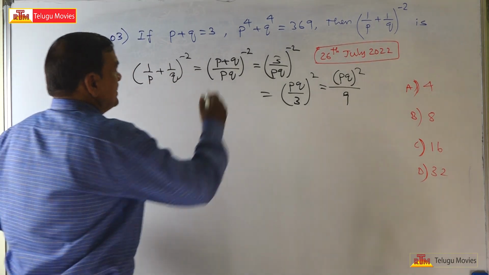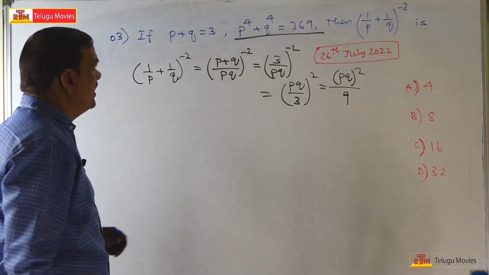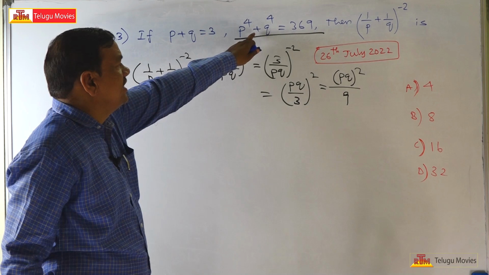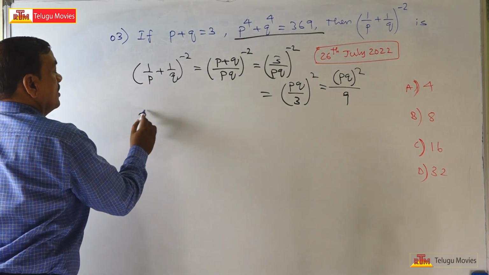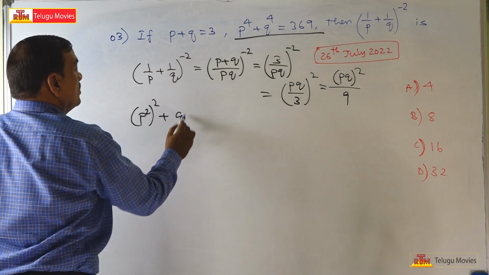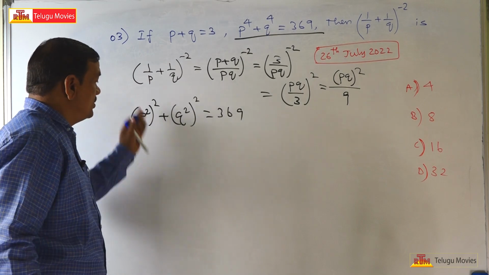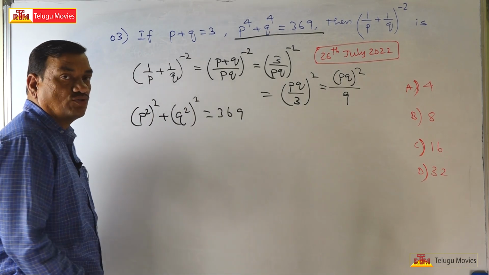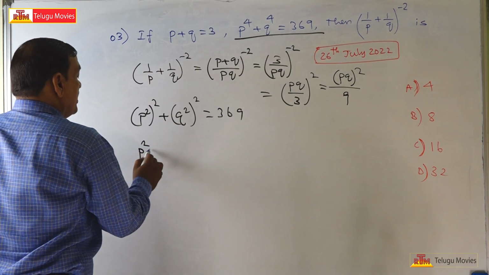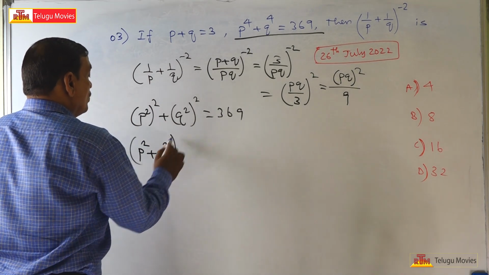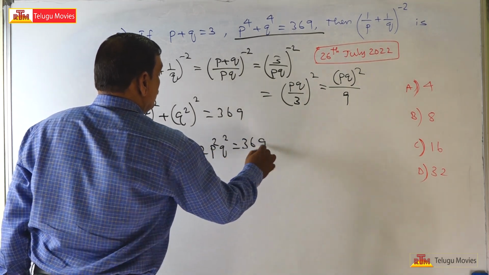Generally any student can take the first value, but we will take the second equation only. So that is p square whole square plus q square whole square is equal to 369. So this is a square plus b square formula: a square plus b square is (a plus b) whole square minus 2ab. That is (a plus b) whole square minus 2ab is equal to 369.